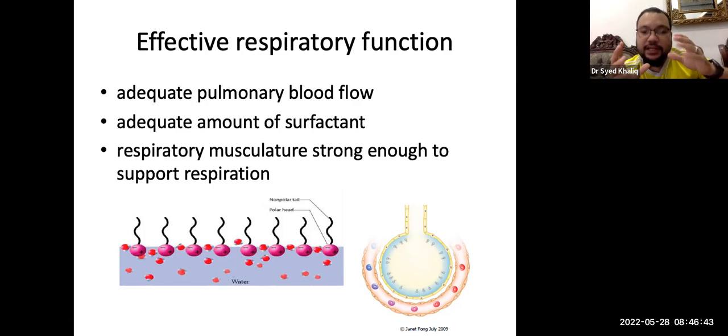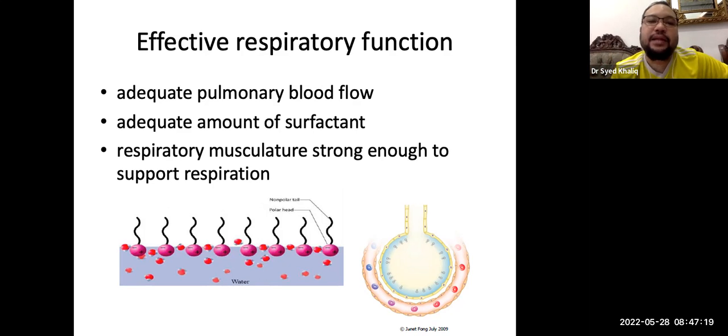Without surfactant, the airway will collapse. This is what happens to premature babies. The airway starts to collapse, and there will be hyaline membrane disease, or what we call respiratory distress syndrome, because of the deficiency in surfactant. Surfactant starts to be produced by newborn babies usually around 34 weeks. Less than 34 weeks, we don't have that much surfactant, so we need to replace the surfactant.